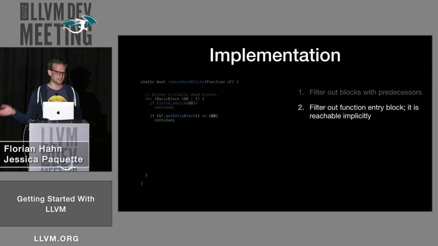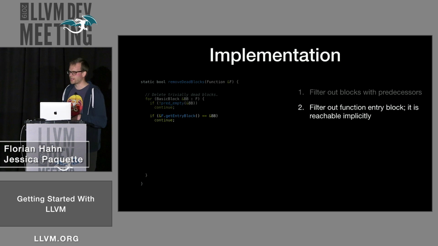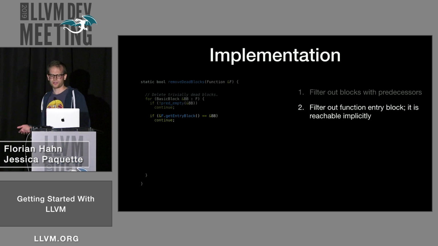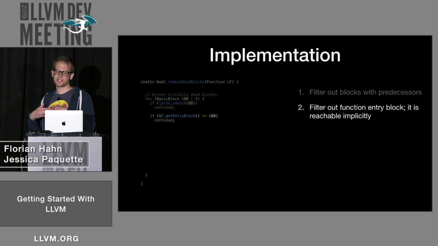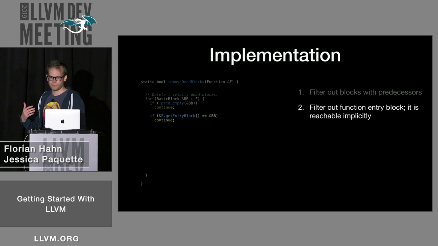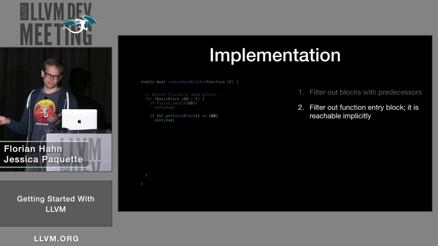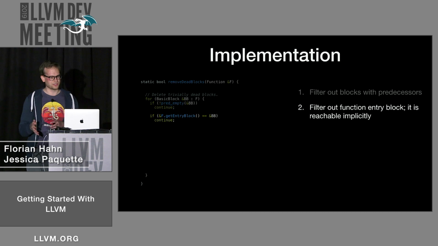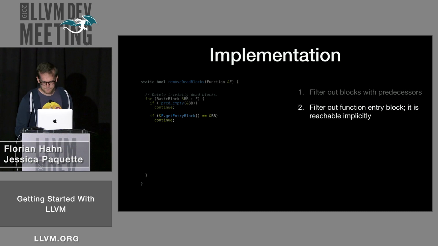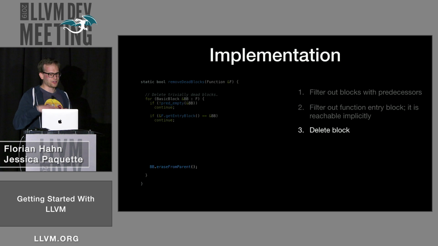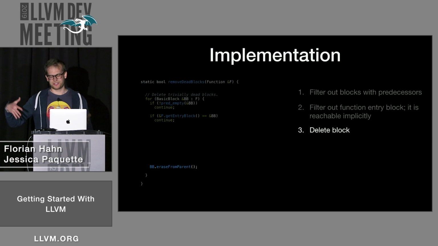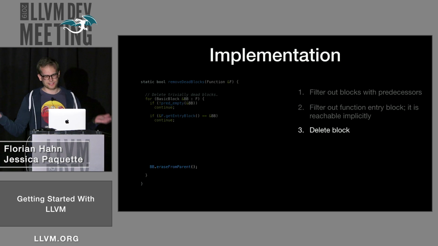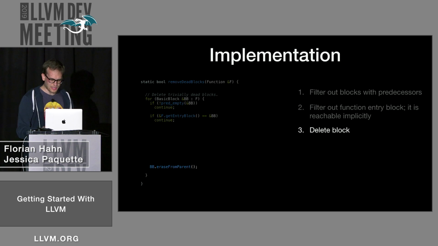OK, now let's get back to our actual transformation. So the next thing we have to do is we also have to account for the entry block, because it won't have any incoming edges in the control flow, but it's implicitly reachable because it's the entry block, so we cannot delete it. So now we've checked for our conditions for those trivially dead blocks. So let's delete the block.